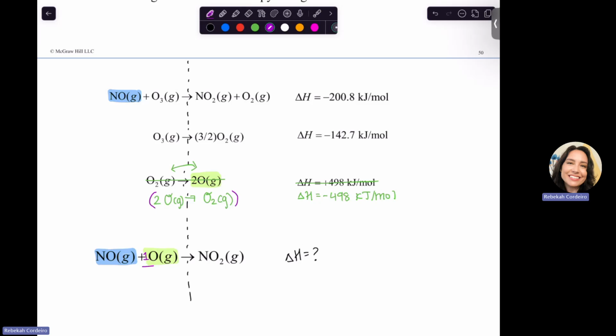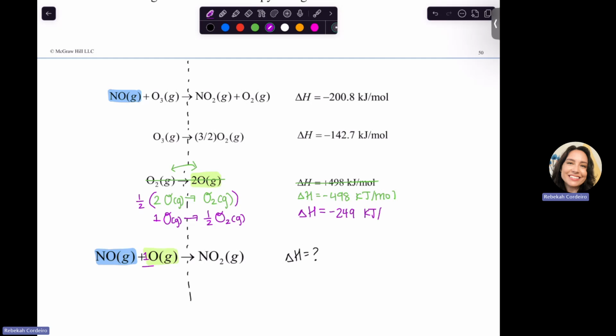Now I can multiply. I guess I can technically divide, but I like to think about multiplying by a factor. So to get 2 to 1, I multiply it by 1/2. But I have to do that to the whole equation because I can't just do it to one side. So that will give me 1 single oxygen and 1/2 of the regular diatomic oxygen. And if I had to halve the reaction, I must also halve the enthalpy. So I'll take that 498 divided by 2, and I have negative 249.